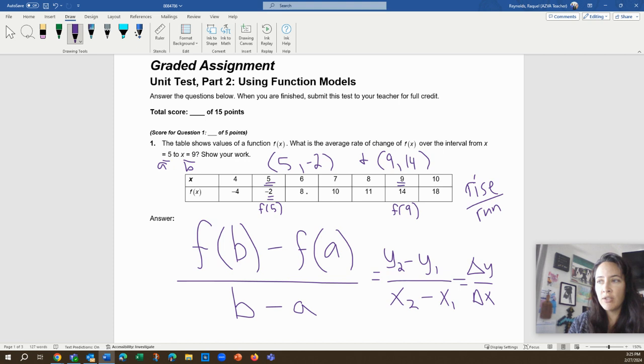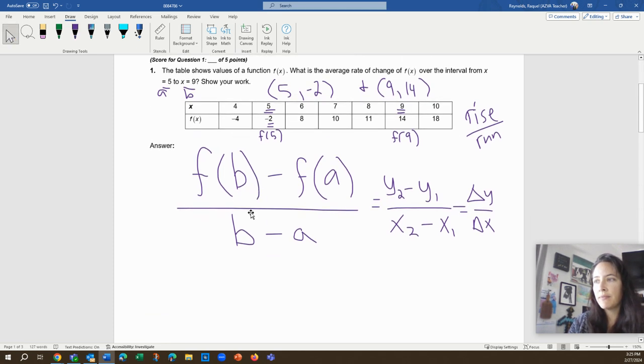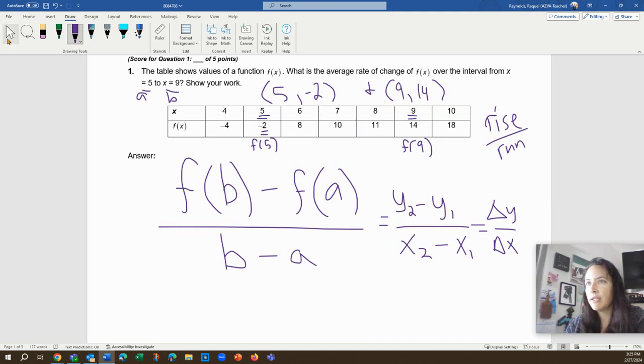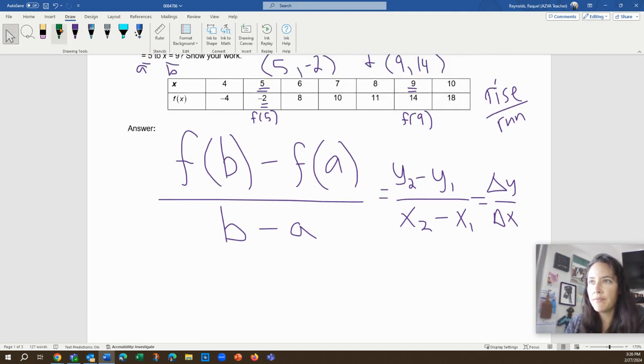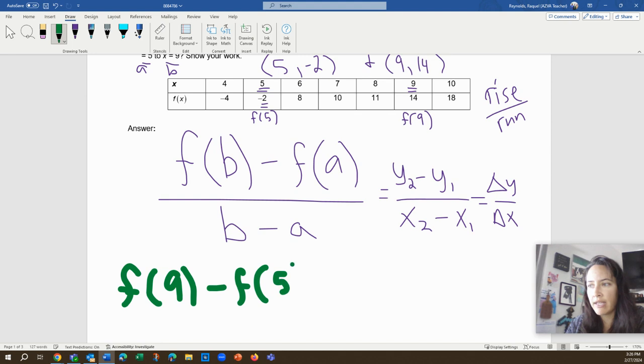So now we just substitute in everything that we've already found. So I need to scroll down a little bit. Let me zoom in a little bit. And we'll switch to green because I think it's larger. So f of b is going to be our f of 9. So we're going to have f of 9, I'm going to write the whole thing out, f of 9 minus f of 5, because that's our a, our initial x value.